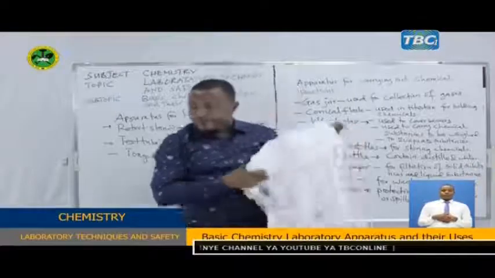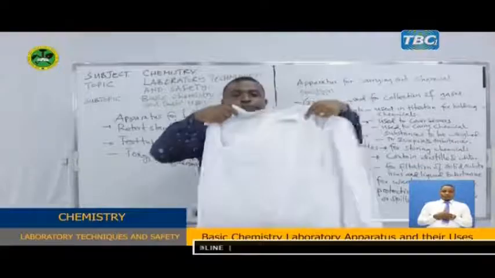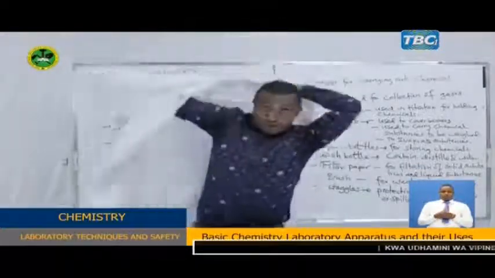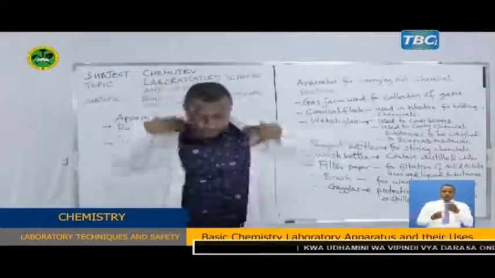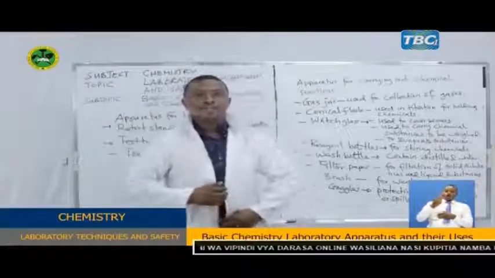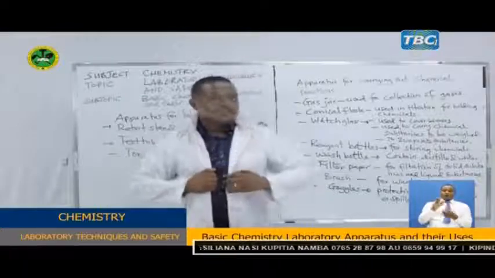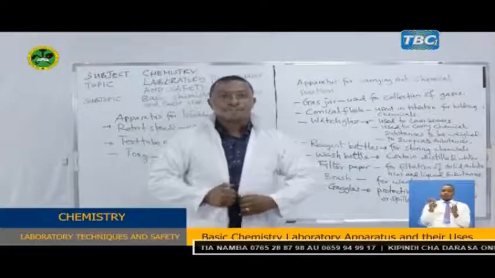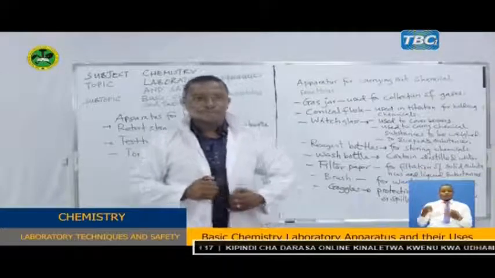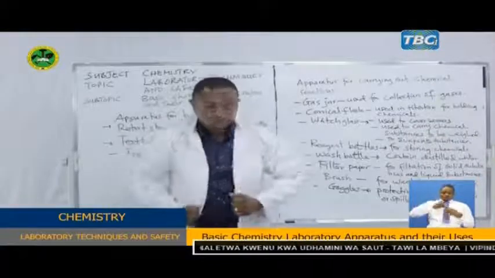We can also have a lab coat. You can see it here. This is the lab coat. You can put it on. This is called a lab coat. It is used to protect you from corrosive substances coming in contact with your skin. It also protects you from spilled liquid staining your clothes. So you put it on like this.